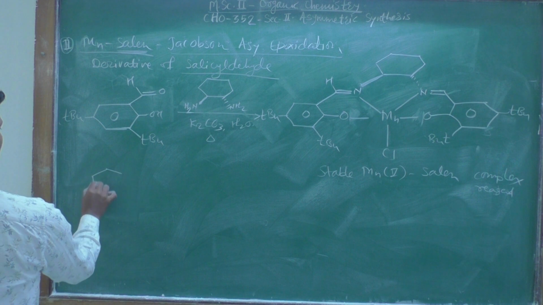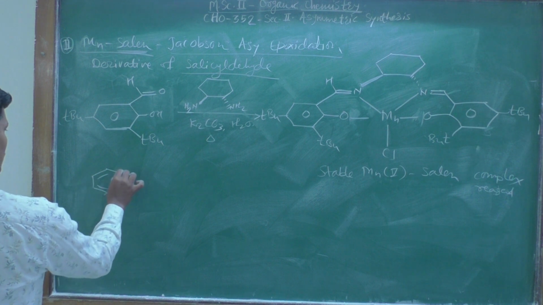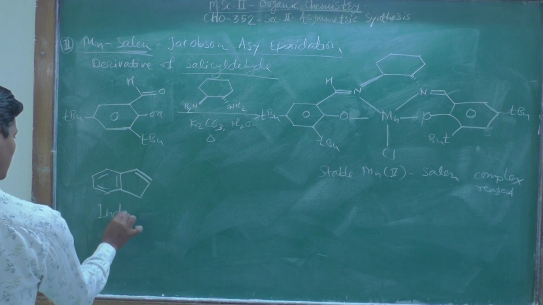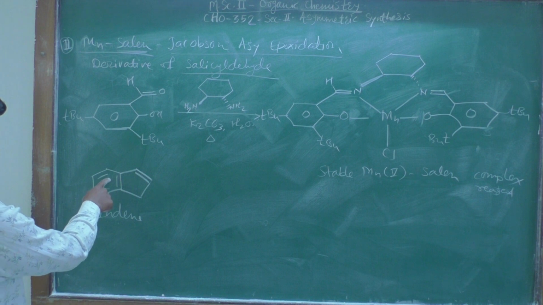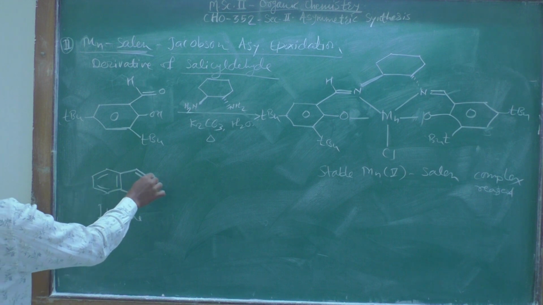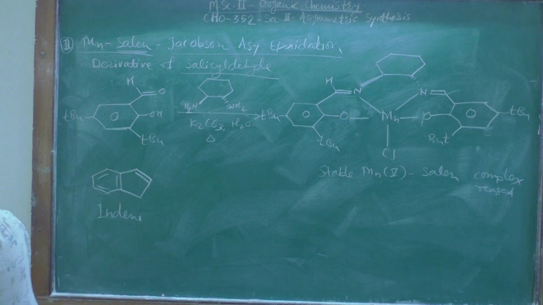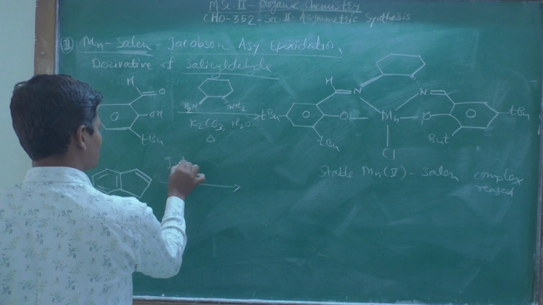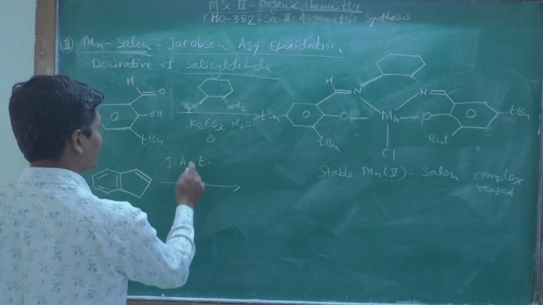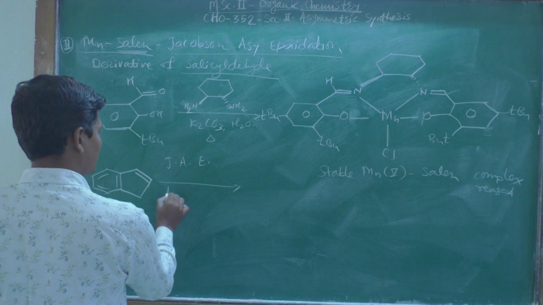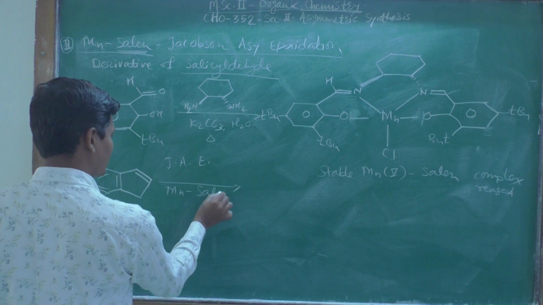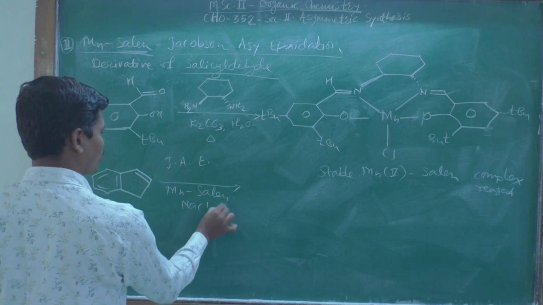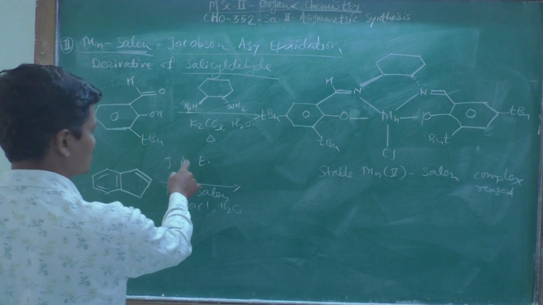We have indene. This is indene: a 6-membered aromatic ring, that is benzene, fused with a 5-membered ring containing a carbon-carbon double bond. When we do the Jacobsen asymmetric epoxidation reaction, the reagents are manganese salen, and sodium chloride in water. So these are the reagents for the Jacobsen asymmetric epoxidation reaction.